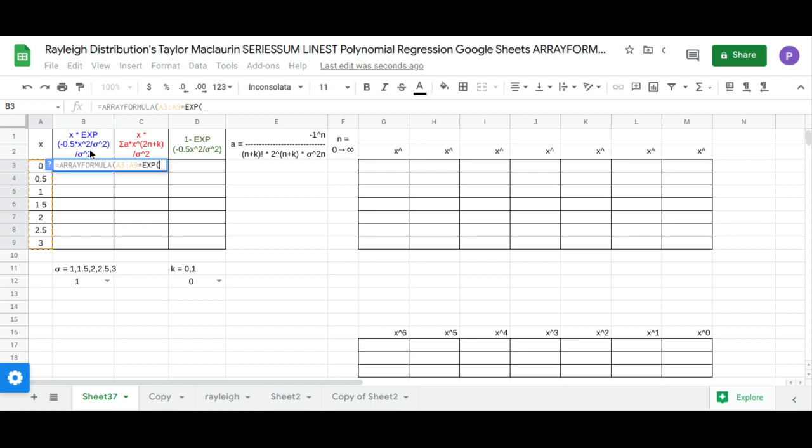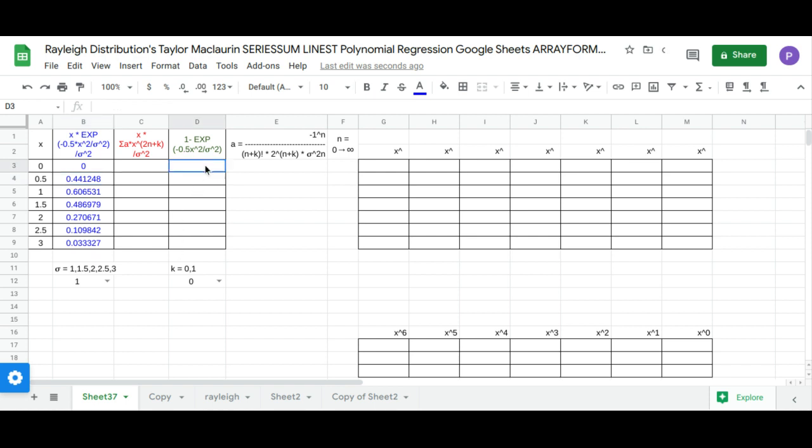So minus 0.5 times x squared, so raised to the power 2, divided by sigma squared, so sigma raised to the power 2, and the whole expression divided by the quantity sigma raised to the power 2, and close the formula and enter.